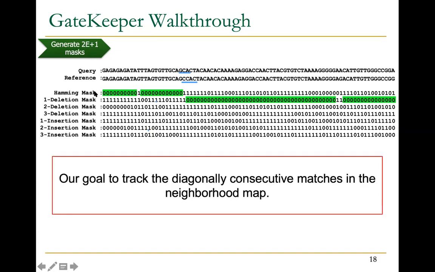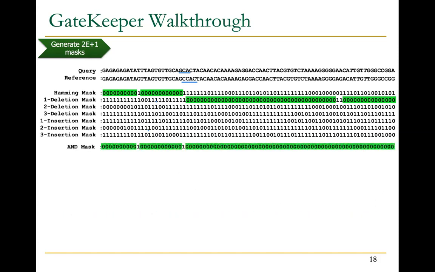Okay, so now our goal is to track the diagonally consecutive matches, which are the green highlighted pieces. So we want to track them and count them somewhere, right? So let's do the AND operation. Once we do the AND operation between all these vectors, we get this result. Remember, you may not want to do the AND operation if the Hamming distance calculation passes the threshold. If they are below a threshold, then you stop. You don't need to do all these vectors.